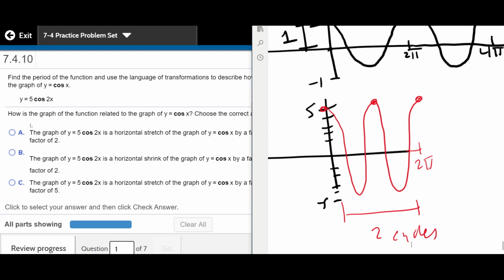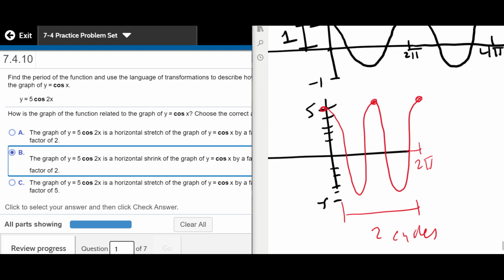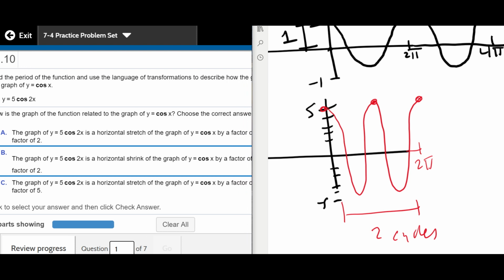Okay, so let's go ahead and answer the question. It says, how is the graph of the function related to the graph of cosine? According to what we said here, it's stretched by a factor of 5 vertically. And what the 2 does is it makes it more frequent, so it compresses it horizontally. So we're going to say it's a horizontal shrink or compression by a factor of 1/2 because of the 2.